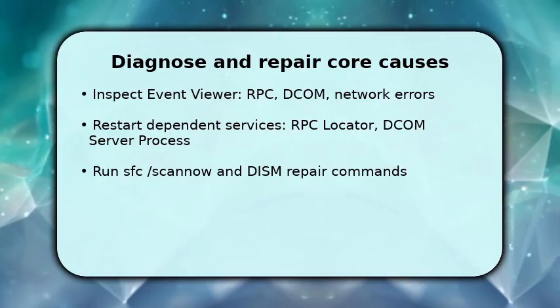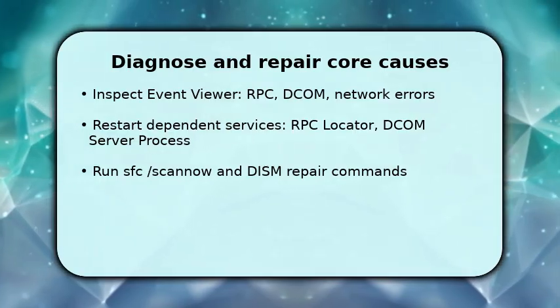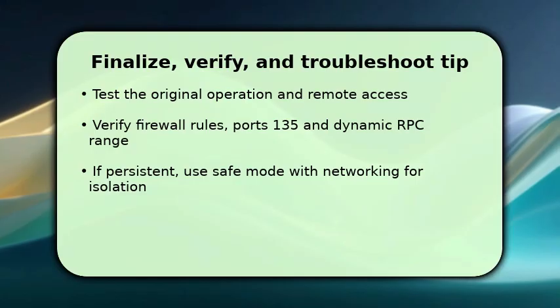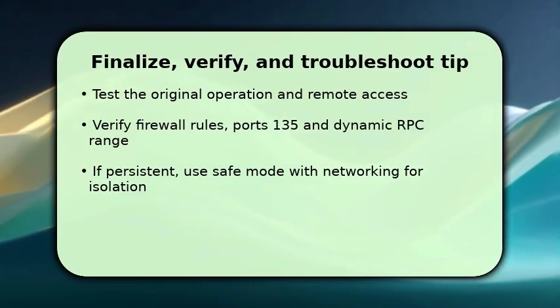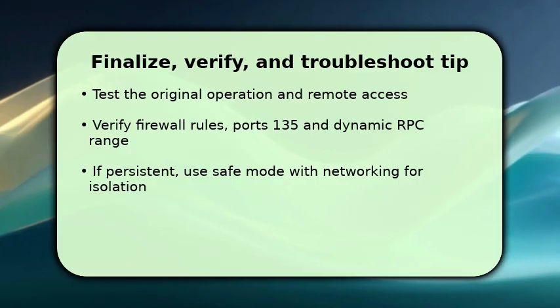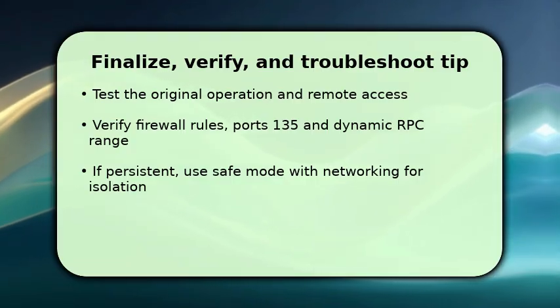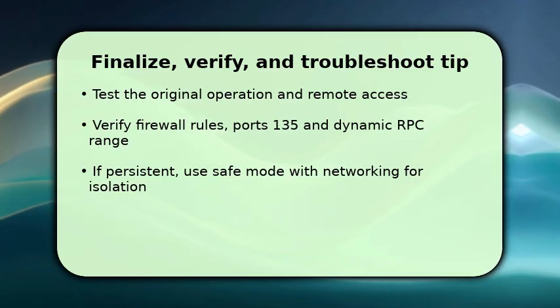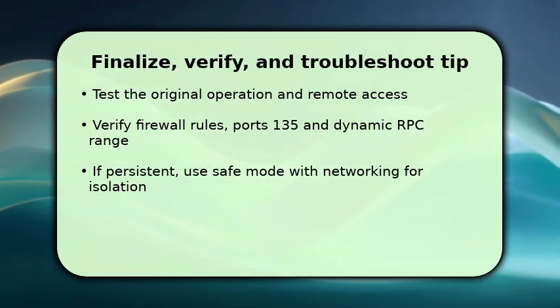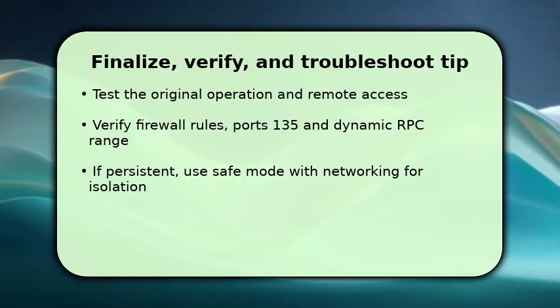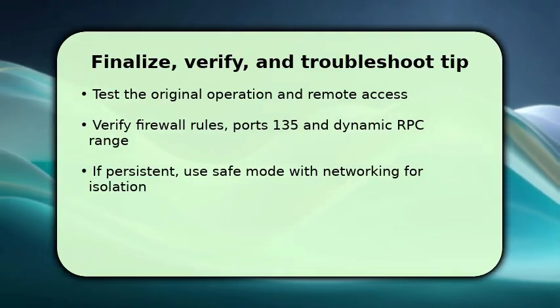Finish by verifying the original operation you attempted earlier. Perform the same remote call and watch Event Viewer in real time. If it still fails, inspect firewall and network rules. Confirm port 135 is open and the dynamic RPC port range is not blocked. Once satisfied, document the changes and schedule monitoring.